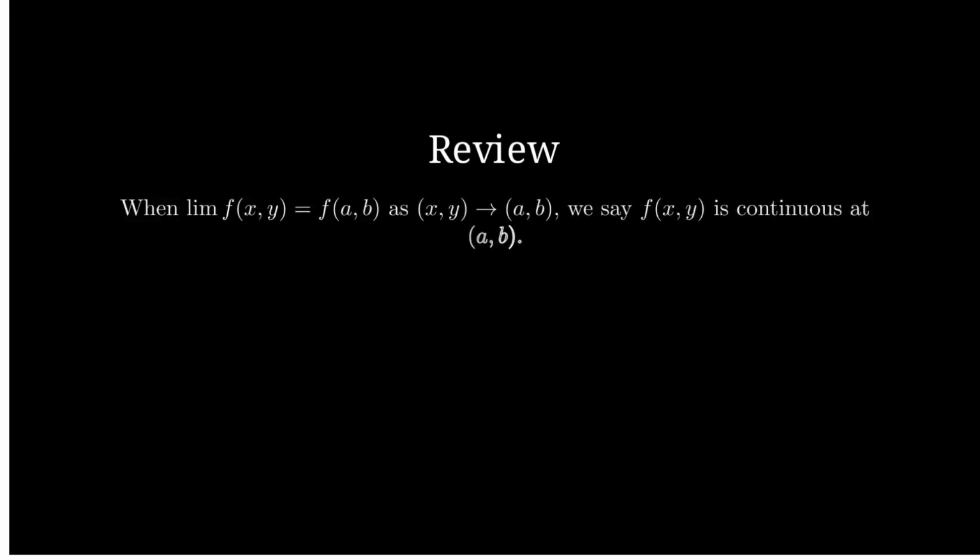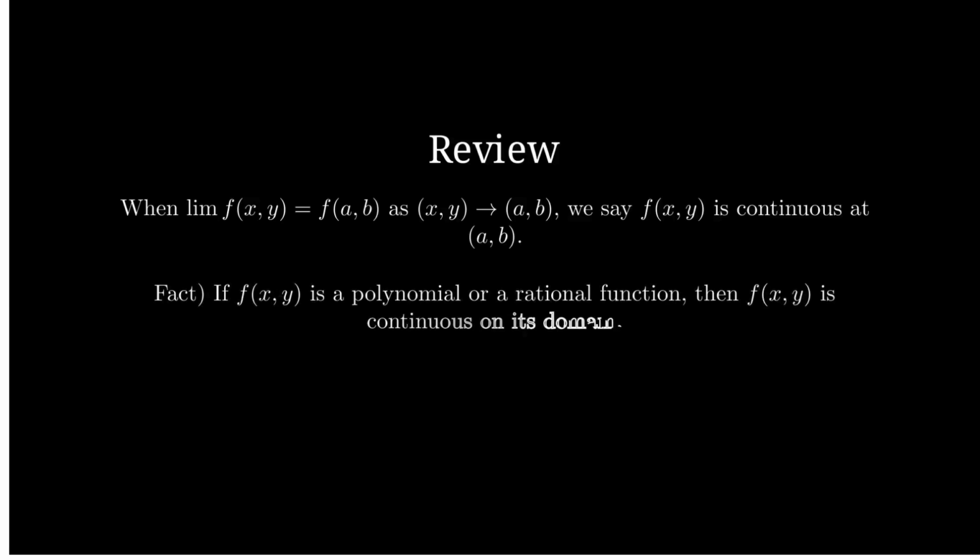Welcome to our review of continuity in functions with two variables. First, let's recall the definition of continuity at a specific point, which we'll call (a, b). A function of two variables, denoted as f, is continuous at the point (a, b) if the limit of f as x and y approach a and b, respectively, is equal to the function value at that point, which is f(a, b).